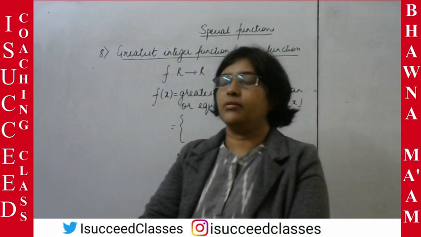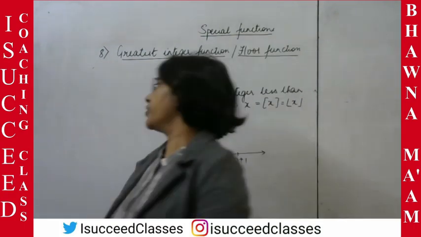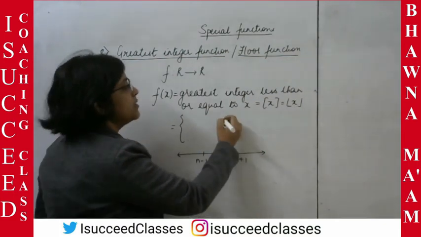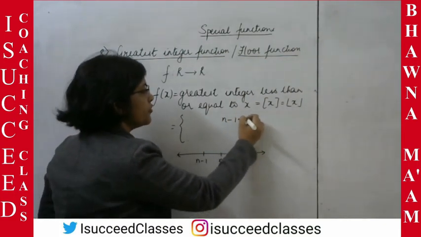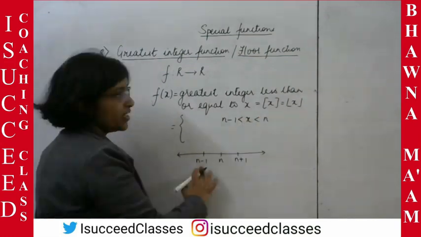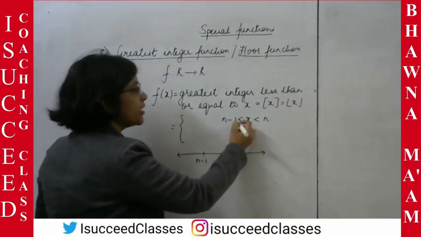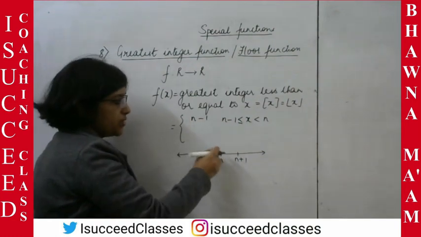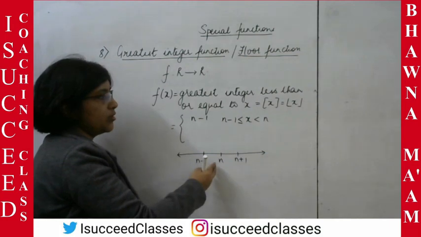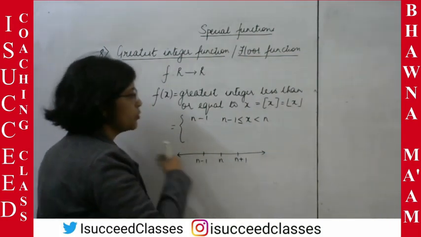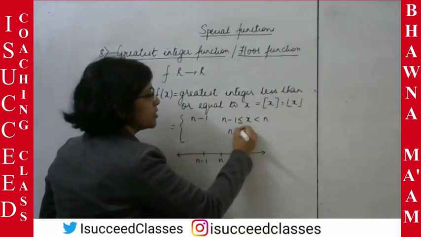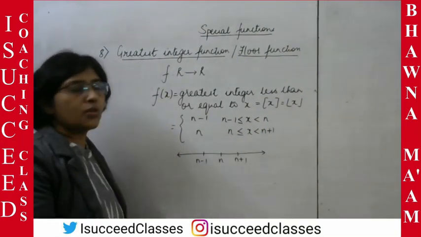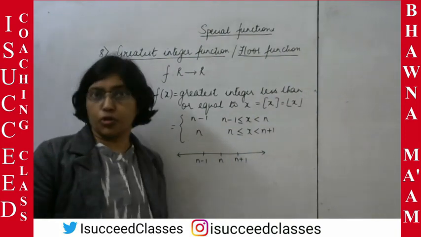So we'll try to redefine this function. If you take an integral value n, all values between n minus 1 and n, including n minus 1, will have answer n minus 1. Every number between these will have the nearest left integer, or the greatest integer less than or equal to it. And from n onwards, it will be n. So this is how we can redefine it. Let's see how to plot the graph.